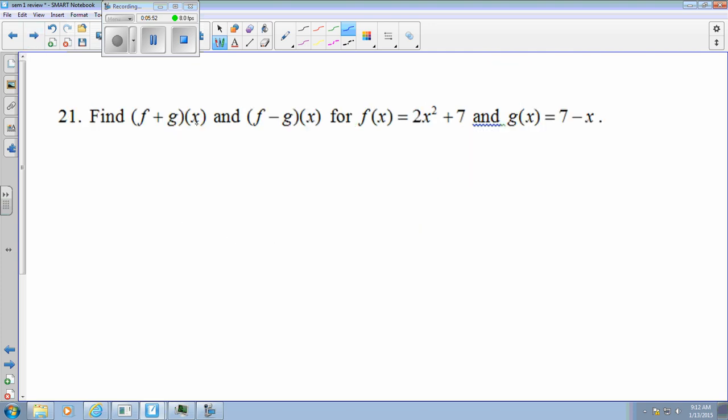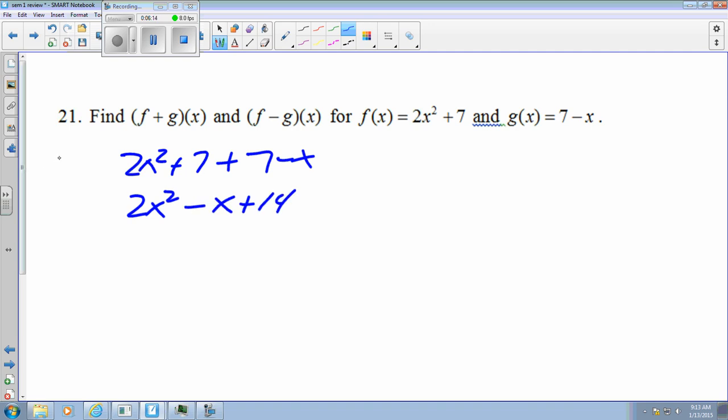Number 21, if we're going to find f plus g of x and f minus g of x, we're going to be writing 2x squared plus 7. That's your f of x. And then I'm going to add to that g of x, which is 7 minus x. Putting them together, I get 2x squared minus x plus 14 for my f plus g of x.